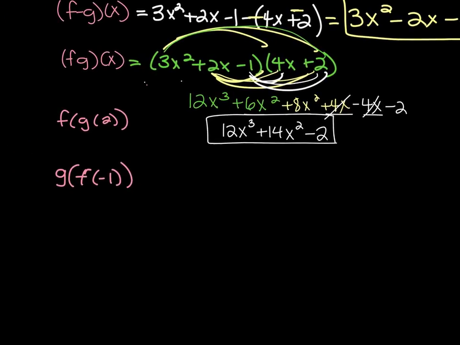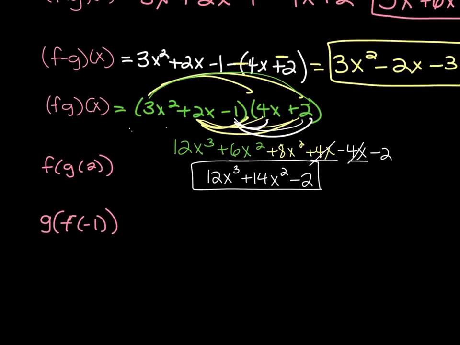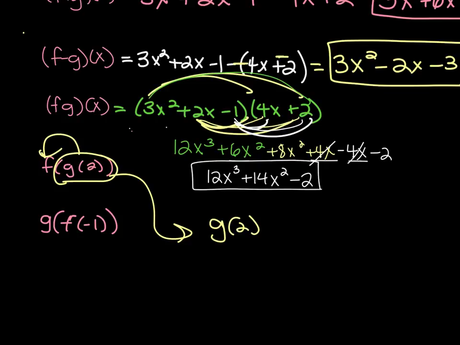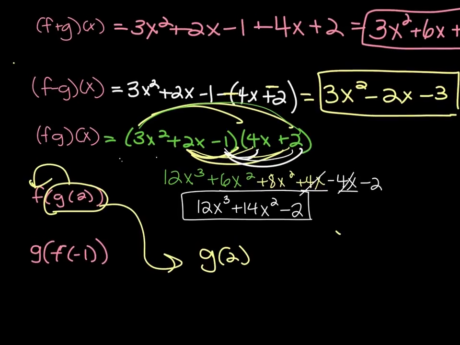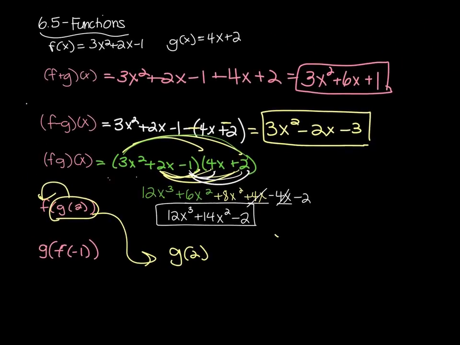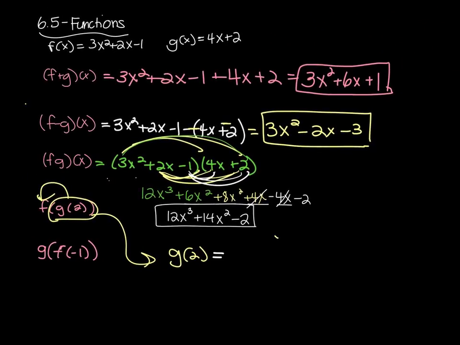And then the next one is f of g of 2. So these are your composite functions. And you want to work innermost parentheses out. So the first thing I'm going to do is find g of 2. So I go back to where g is, and plug in 2. So g is 4x plus 2. 4 times 2 plus 2. 8 plus 2, which is 10.